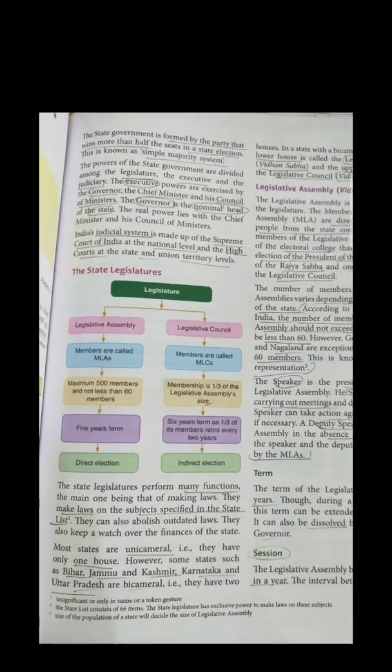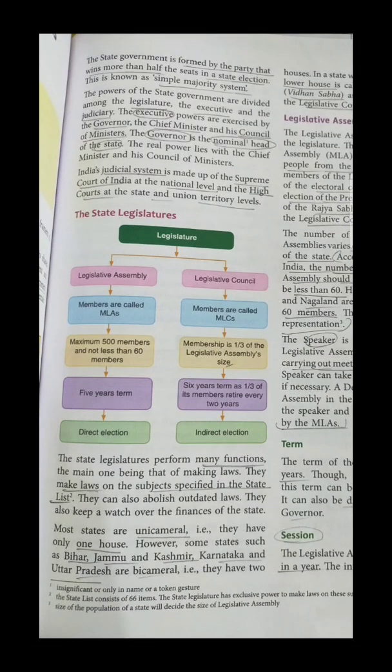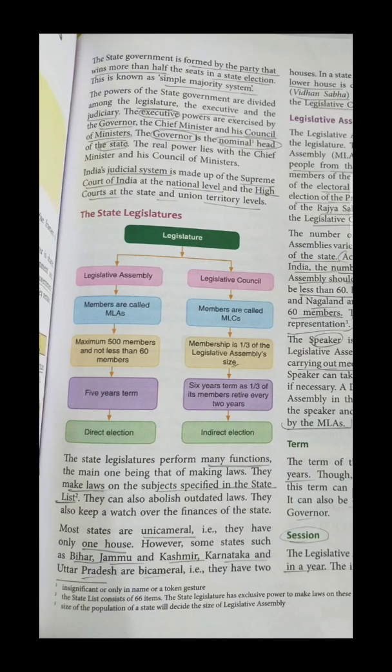So moving further, the state government is formed by the party that wins more than half of the seats in the state election, and that is known as the simple majority system. We are all aware, in democracy as well, we discussed the election procedure, and some elections are for the central government and some are for the state government. So the state government is formed when a party wins more than half of the seats in the state election. After that, the party wins the election and the representatives come into power.